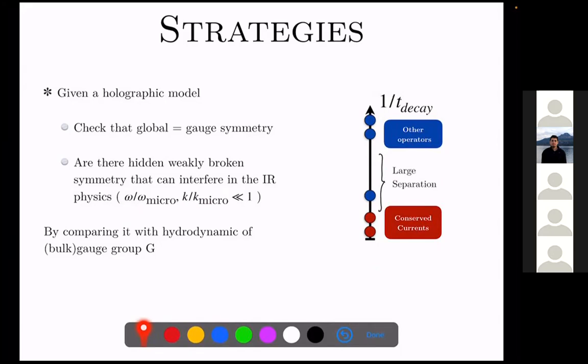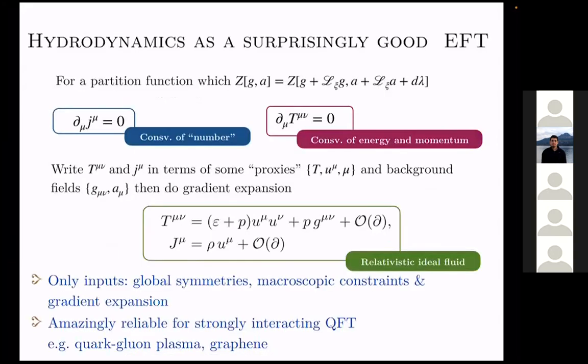We can do both of these by comparing with the hydrodynamics of the bulk gauge symmetry. If your bulk has a dynamical graviton, then you have a gauge Poincare symmetry, and you want to compare it with the hydrodynamics where Poincare is only a global symmetry. You want to see whether these statements actually hold. It would be clearer with an example, but let me say a few words about hydrodynamics, especially relativistic hydrodynamics.